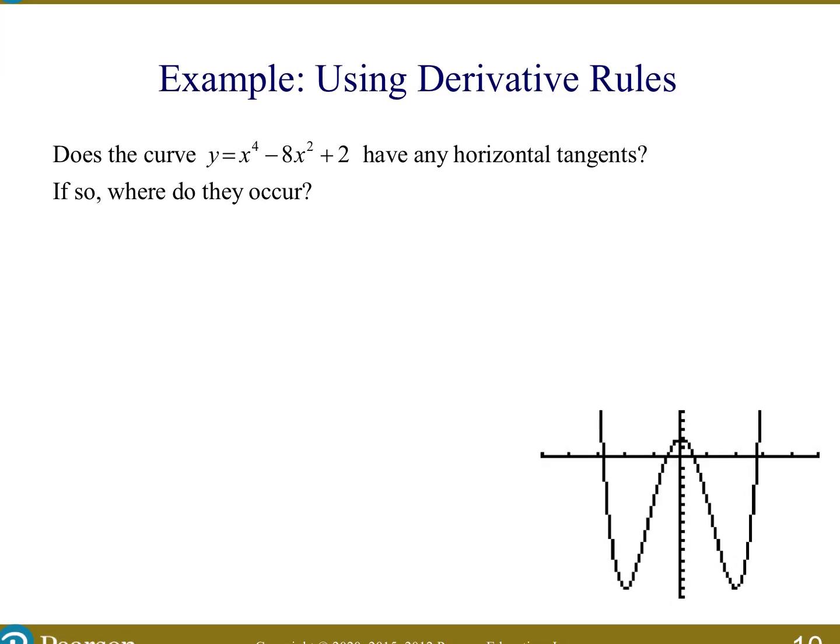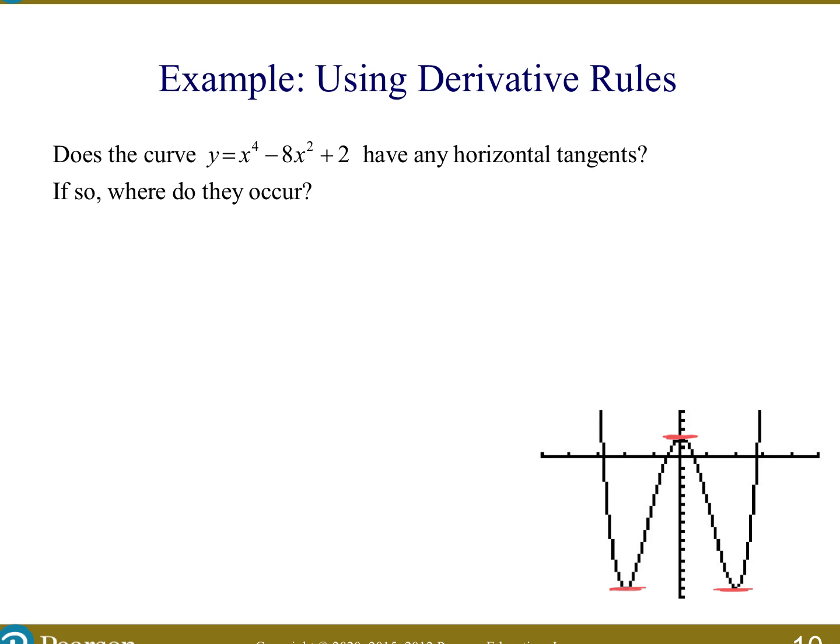Okay, does the curve have any horizontal tangents? And if so, where do they occur? Well, I can see that it has horizontal tangents. A horizontal tangent is going to be happening right here, and right here. Okay, those are 3 horizontal tangents. But how can I find where they're at?